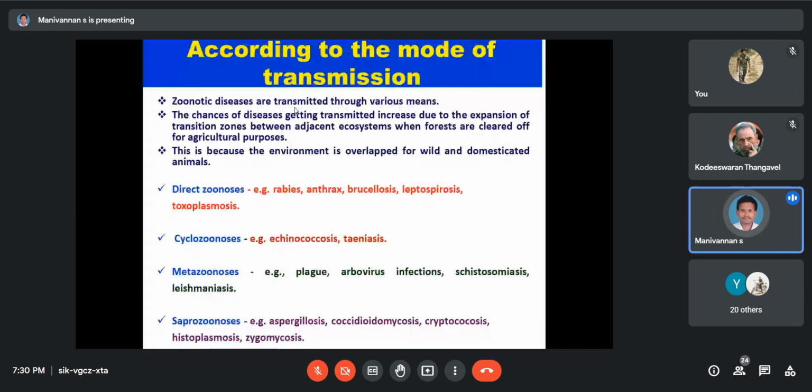Vehicle transmission is through some vehicle, such as food and water. Examples: hepatitis, typhoid, cholera, food poisoning. Diseases are spread through the water. Examples: hepatitis, typhoid, food poisoning, through water.